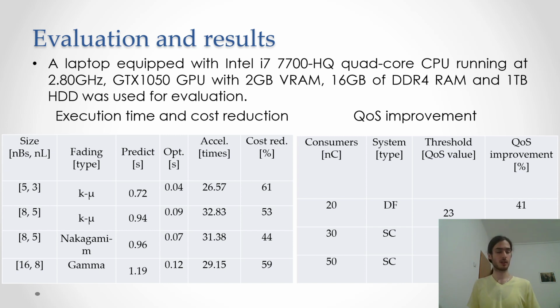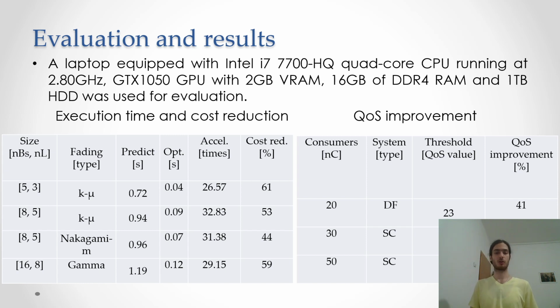Actually, when we observe the two models used for the same type of fading, we can see that acceleration was increased for a larger data set, as the GPU is much more efficient and its impact is much more significant when it works with a large amount of data.